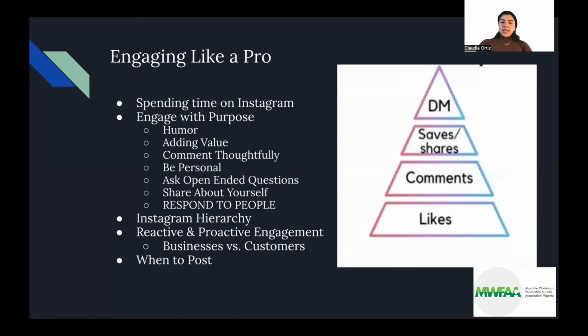So this is the Instagram hierarchy on the right side. DMs are the key to keeping engagement up. So what you want to do is definitely have your likes and your comments. You want people to save and share your stuff. And this is where introducing value comes into play, but also send lots of DMs. That will definitely keep your engagement rate up.